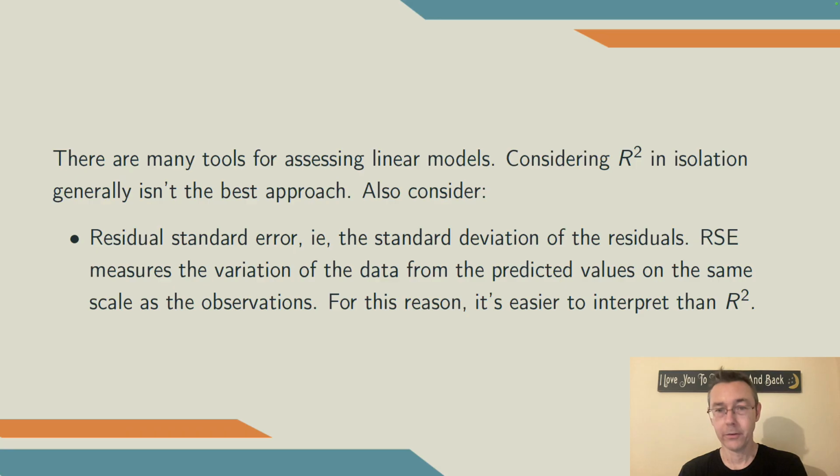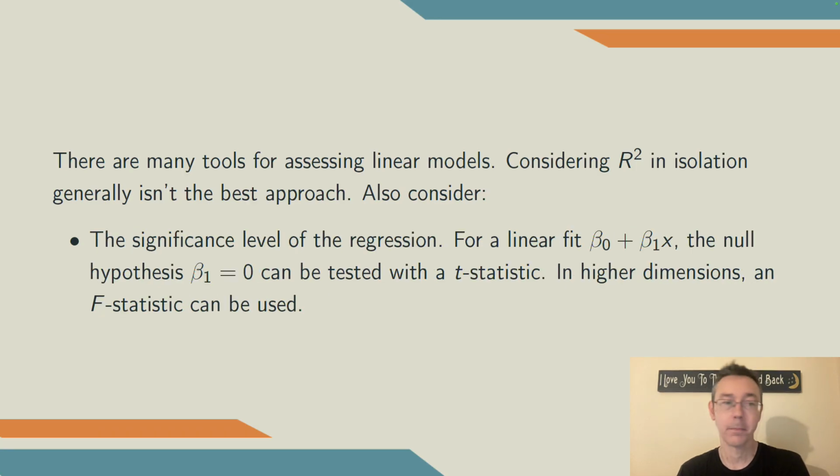For these reasons and others, considering r squared in isolation when assessing a model is not a good approach. There are lots of tools for assessing linear models, and you should definitely take others into account and often give them higher primacy in your considerations. A big one to take into account is residual standard error, which represents the standard deviation of the residuals. Like r squared, RSE measures the variation in the data from the predicted values from the regression line. Unlike r squared, RSE does it on the same scale as the observations themselves, not as a fraction of variance explained. And for that reason, it's a lot easier to interpret than the coefficient of determination r squared.